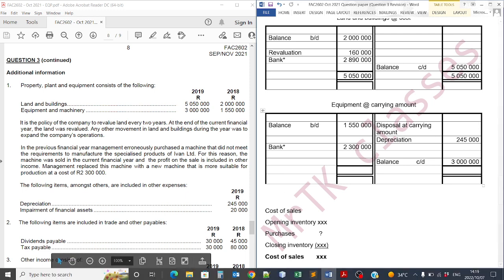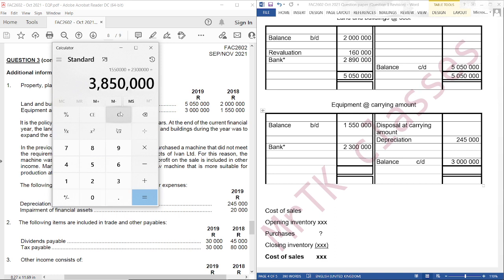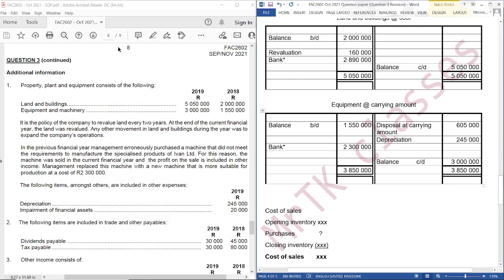So let's calculate 1,550,000 plus 2,300,000. Then let us copy our amount, 3,850,000. Okay, then subtract 3 million, subtract 245,000, 605,000. So this is the carrying amount of the asset that was sold, right?